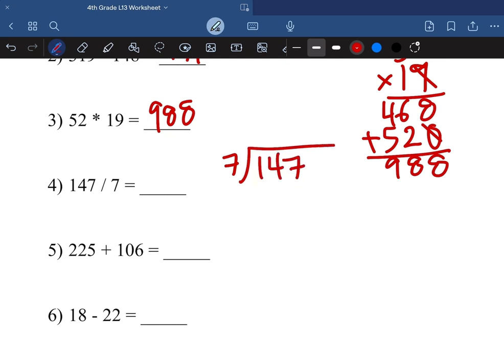So 7 goes into 14 2 times. And then 14 minus 14 is 0. And then we bring down the 7. 7 goes into 7 once. So the answer for number 4 is 21.